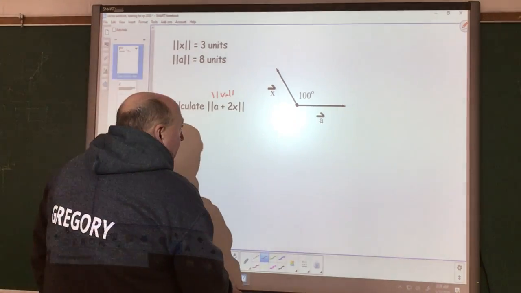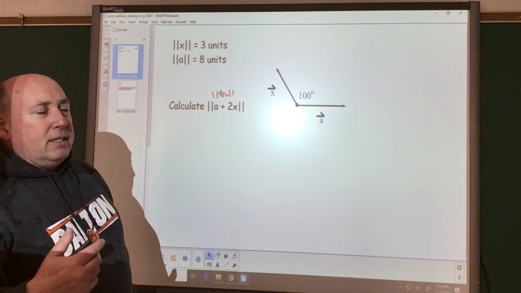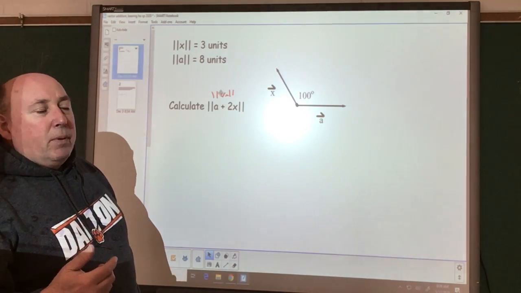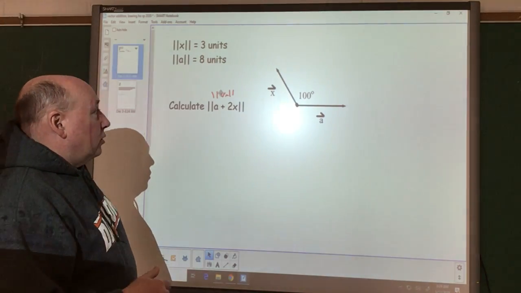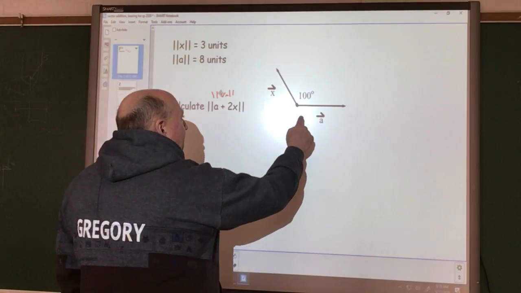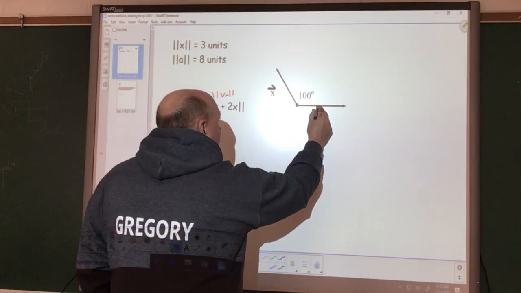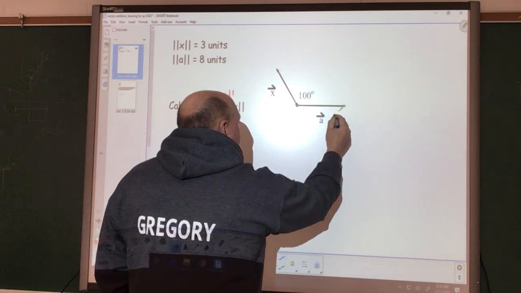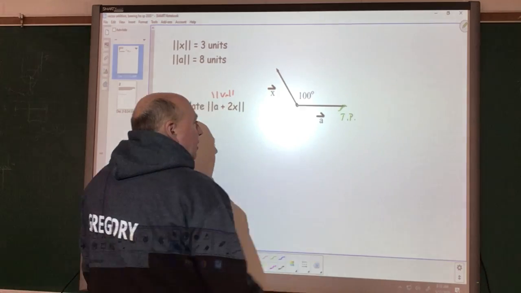The first thing we want to be able to do is draw a plus x, or a plus 2x. So what I have to do is travel a first, which means I'm starting here and I'm traveling the distance of a, and I'm ending here. This is my terminal position.